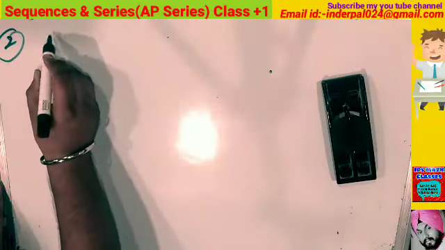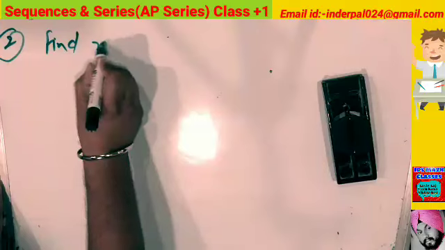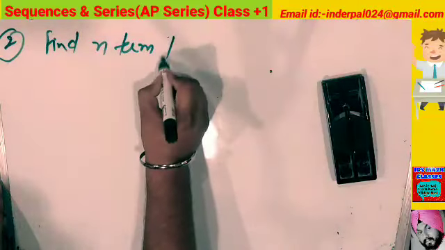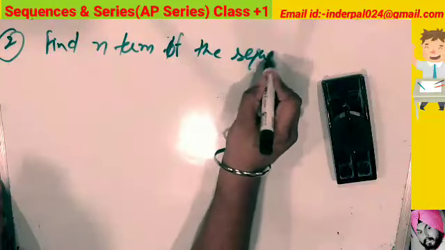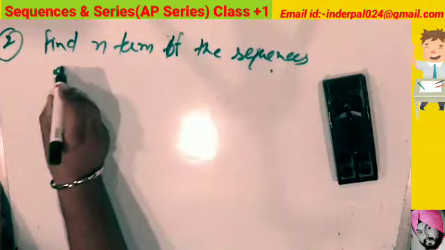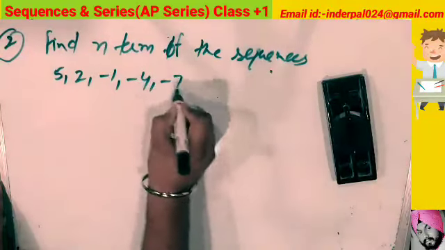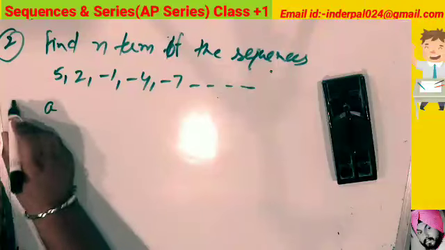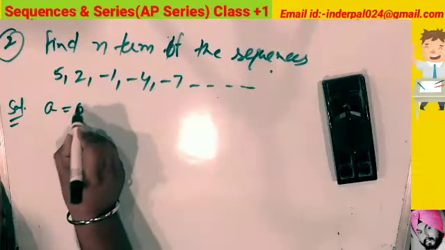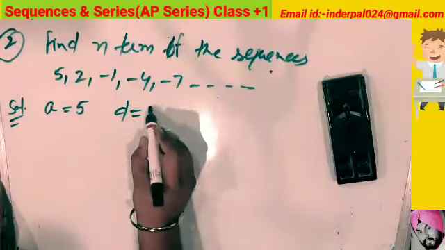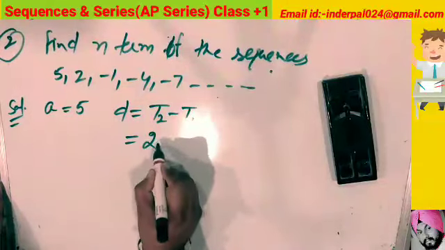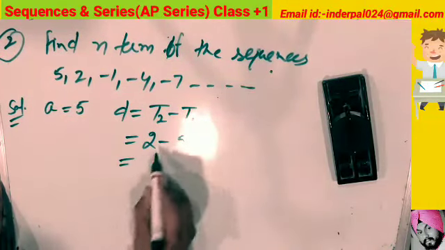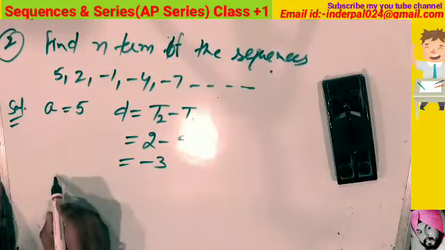Find the nth term of the sequence. The nth term is the last term of the sequence 5, 2, minus 1, minus 4, minus 7 and so on. Here the first term is 5. Common difference D: formula is T2 minus T1. Value of T2 is 2, minus T1 which is 5. 2 minus 5 is equal to minus 3.